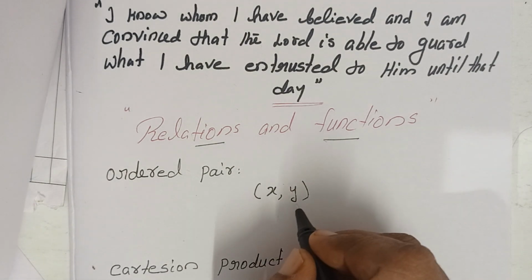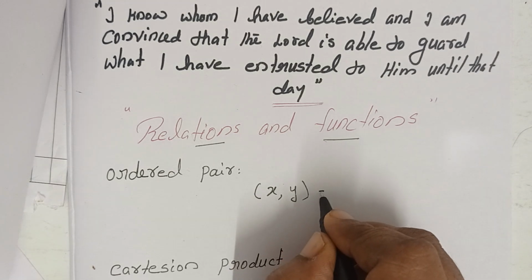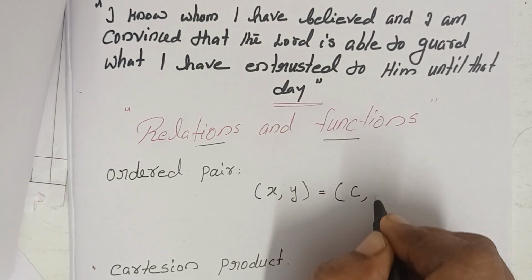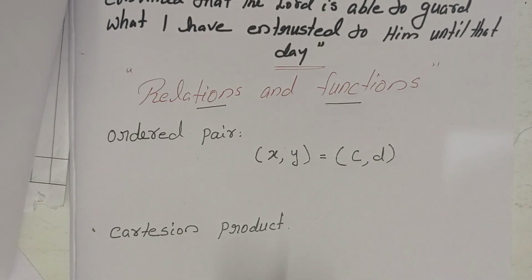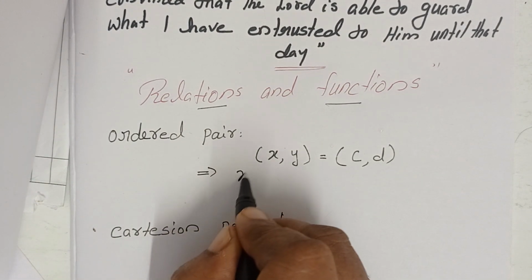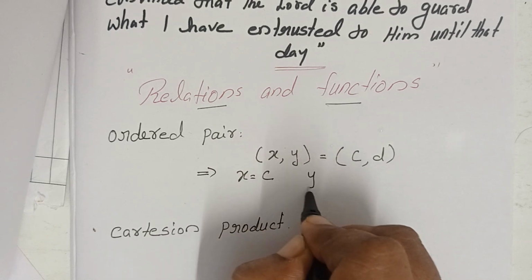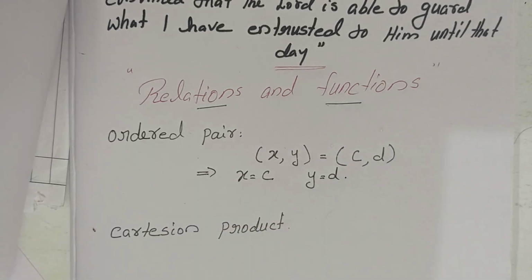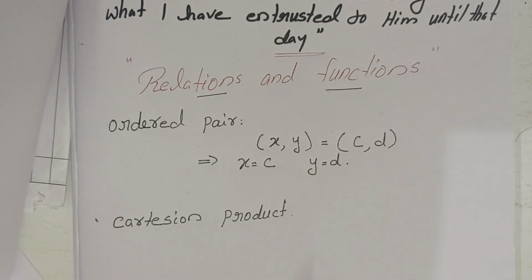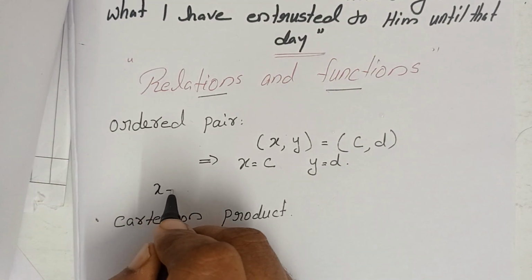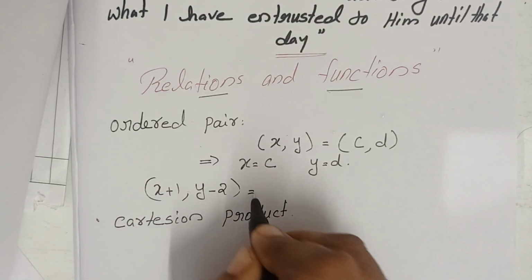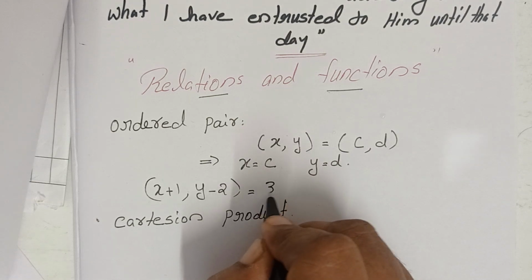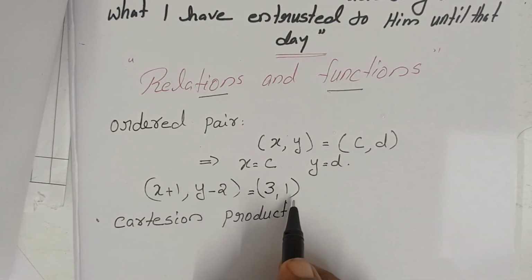And the next one is, if the ordered pair (x, y) is equal to the ordered pair (c, d), it implies x equal to c and y equal to d. For example, one question is, if (x plus 1, y minus 2) is equal to (3, 1), how can you solve for x and y?